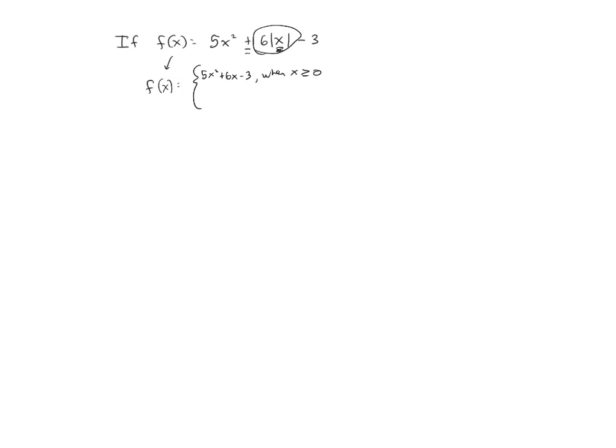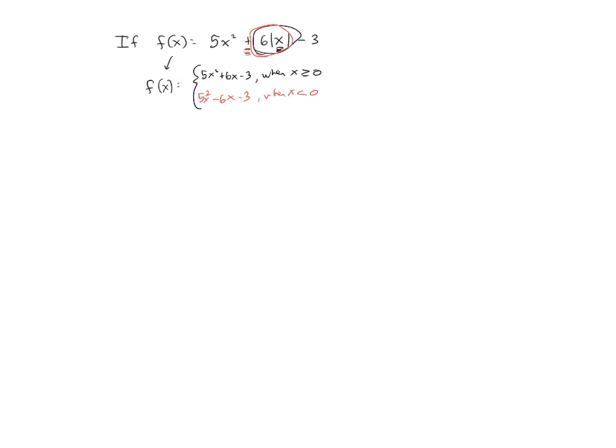Now, if the thing inside the absolute value is negative, then this term, the absolute value would multiply what's inside of it by -1 to make it positive. So that would come out as 5x squared minus 6x, because it changes the sign of that, minus 3.